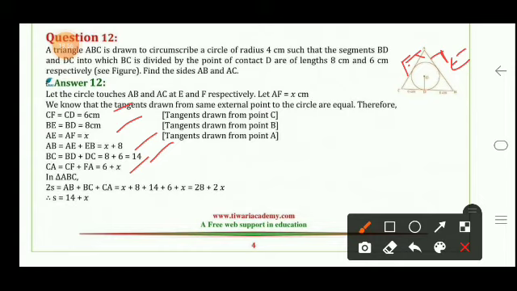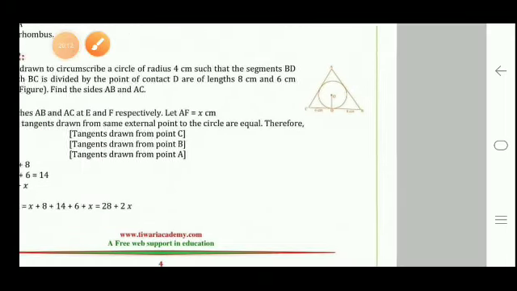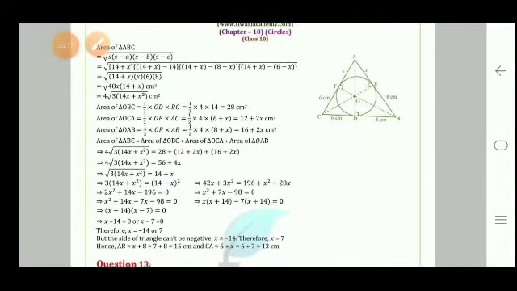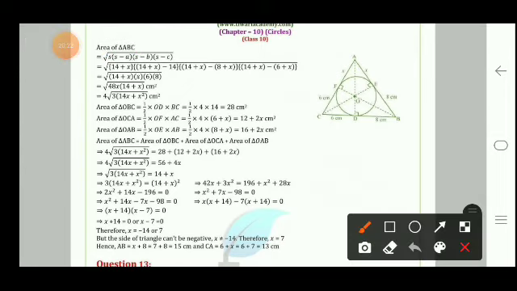So we are finding that 2S, which is equal to AB plus BC plus CA, that is X plus 8 plus 14 plus 6 plus X, which is equal to 28 plus 2X, that is S is equal to 14 plus X. Now if we see here, then using Heron's formula we know that the area of triangle ABC is equal to root S into S minus A into S minus B into S minus C.